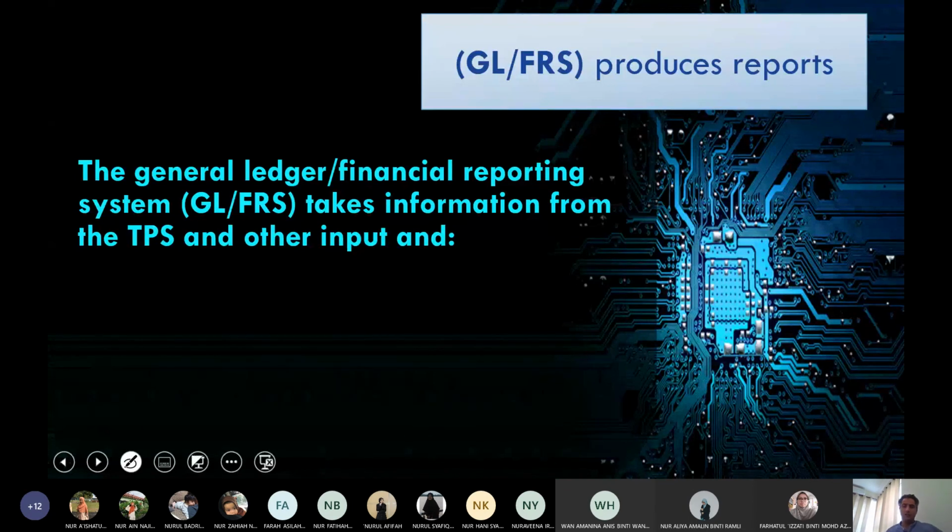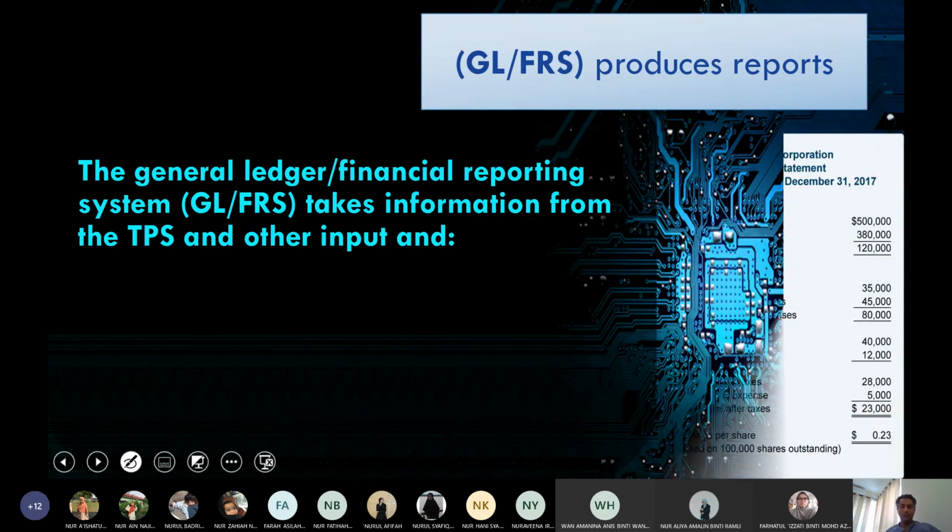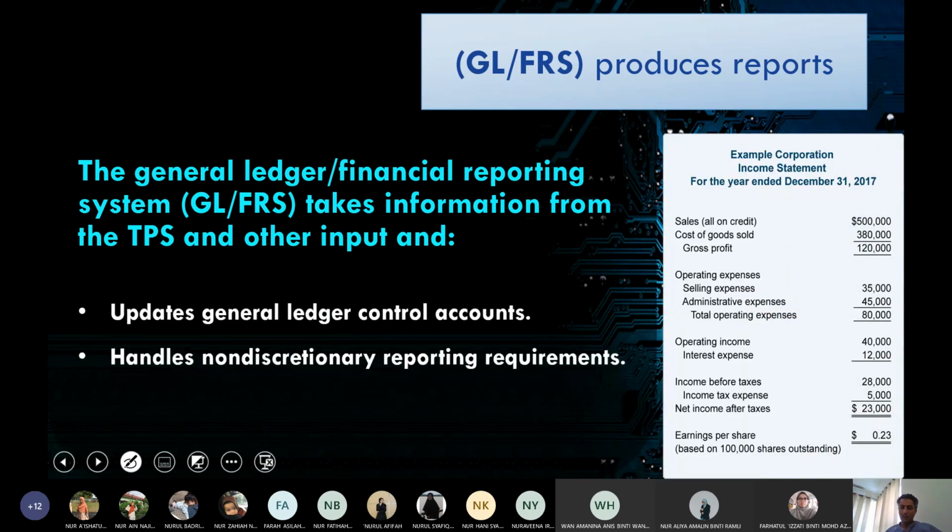The general ledger financial reporting system, GL/FRS, takes information from TPS and other input and updates the general ledger control in the first place, and then handles non-discretionary reporting requirements, which is the financial reporting statements.